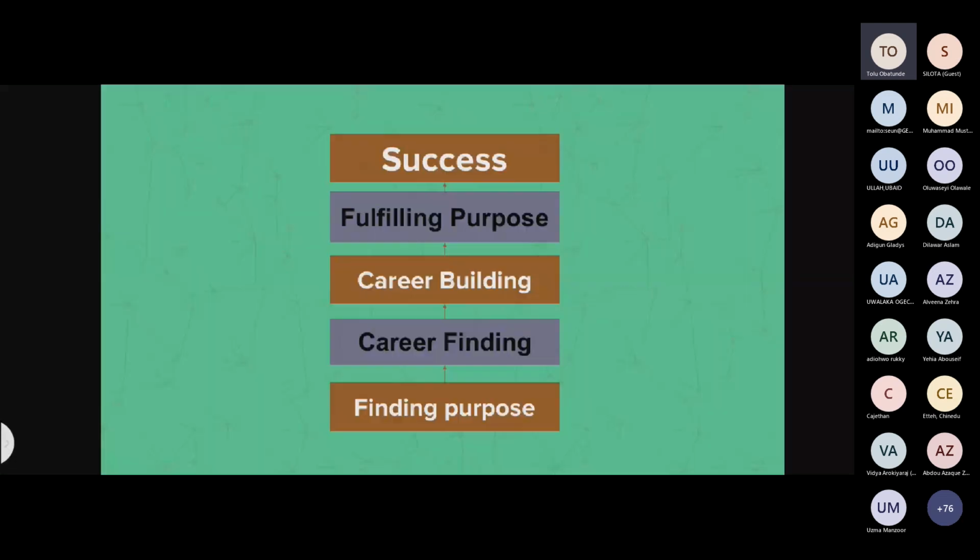Okay, so how does it work? The first thing is to find purpose, and after finding purpose, you find your career, and after finding career, we have something called career building. You build your career, and after career building, that helps you to double down on fulfilling purpose, which eventually brings you to success. Okay, so successful people are purposeful people. Know that. That's so important. Anyone you see that is successful in any area of life whatsoever, he or she is a very purposeful person.